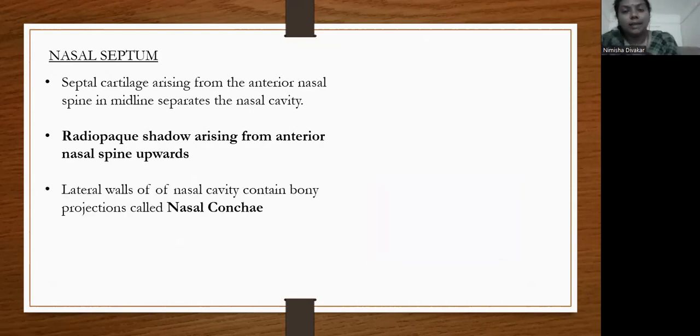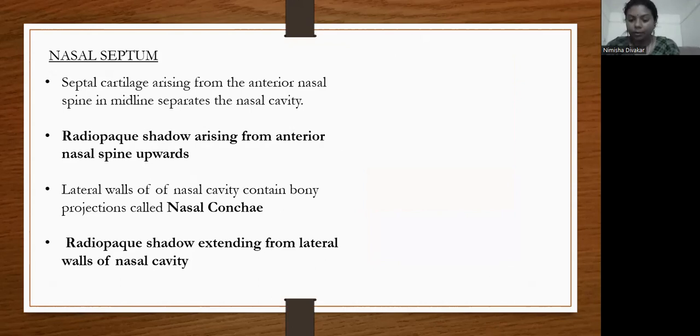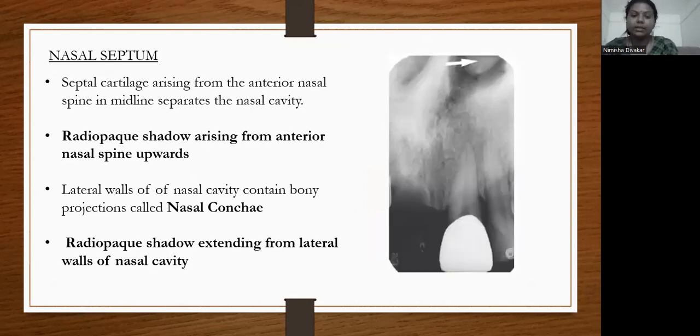And the lateral walls of the nasal cavity contain a bony projection which is called the nasal conchae. You can see two bony projections from the lateral wall. And in a radiograph, it appears as a radio-opaque shadow extending from the lateral wall of the nasal cavity, which is the nasal concha. So these are other landmarks seen in the anterior maxilla.